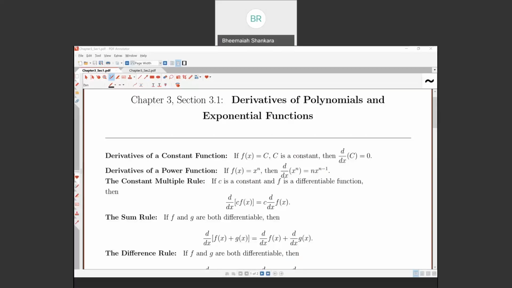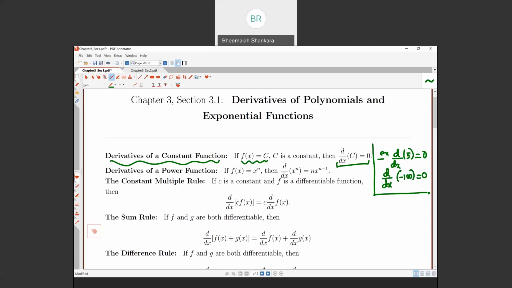In this section, we're going to learn about the derivatives of polynomials and exponential functions. First, the derivative of a constant function. Suppose the function f of x is a constant function, then deriving a constant function, the answer will always be 0. Example, if we derive a constant function, say 5, the answer is 0. Or derive a constant function, say negative 100, the answer is still 0. So deriving a constant function, the answer is always 0.